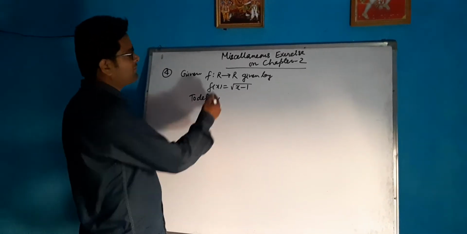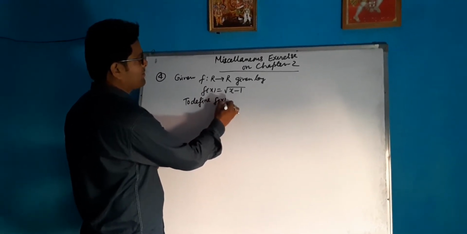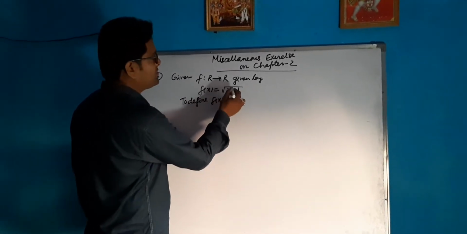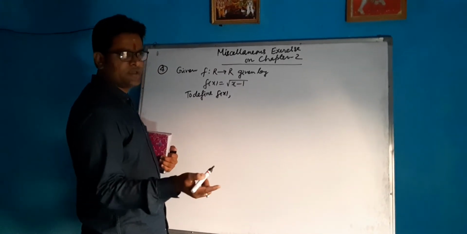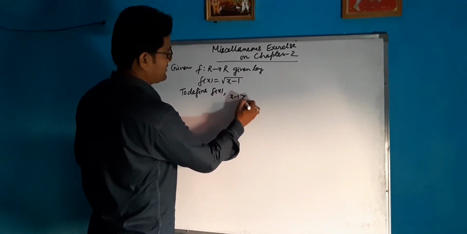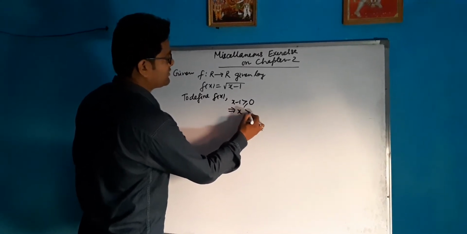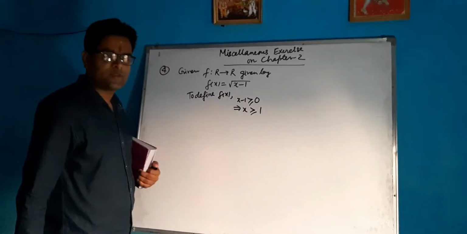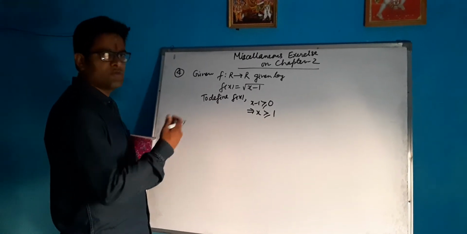So to define the function f of x, what should be there? Within the square root, whatever the term is, it should not be less than 0. So it should be greater than or equal to 0. x minus 1 greater than or equal to 0. Using the inequality concept, can we write x is greater than or equal to 1? It means all values of x which are more than or equal to 1 are permissible.